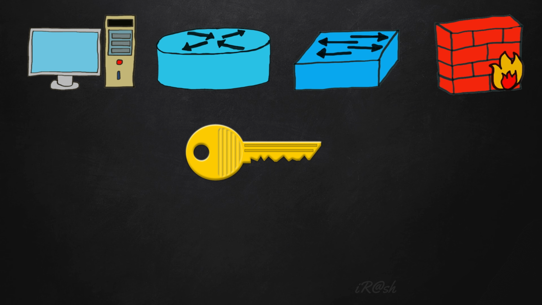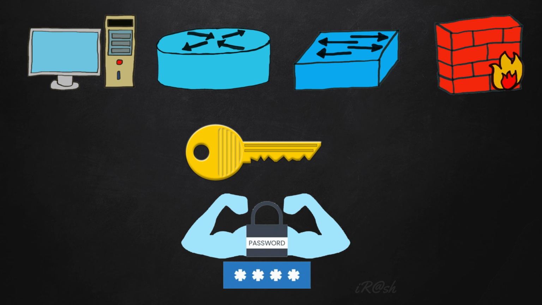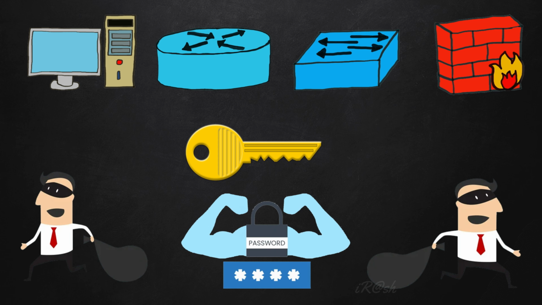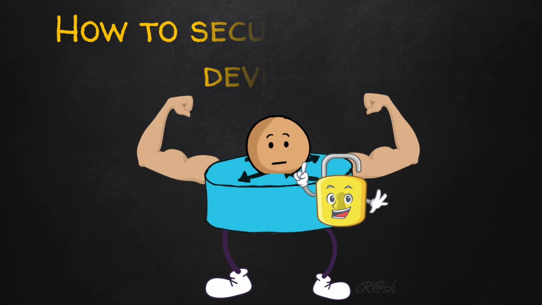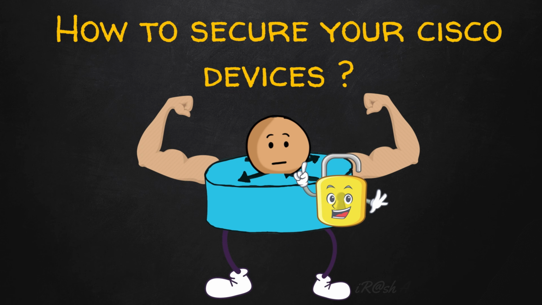And what is this key? This key is simply the password. You need to protect your devices with a password so that other people cannot access your device and steal the data from you. So in this video we are going to talk about how to secure your Cisco devices from unauthorized access. Welcome to the video.